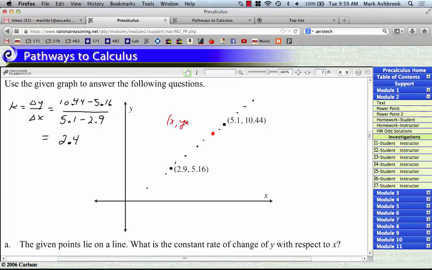First step to build the equation of the line is what? Solve for delta x. Do a change in x starting at 2.9. We want the change in x from 2.9 to any point x. So what does that look like? That looks like this right here. That change in x right there.